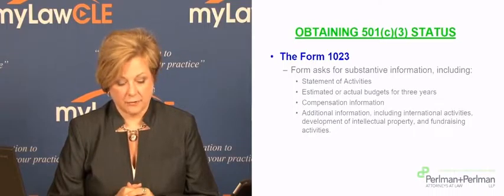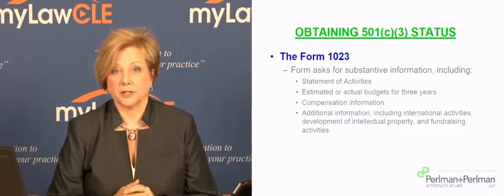So when you're filling out the form, these are the main sections: a statement of activities. What is your estimated or actual budget for 3 years? What do you think you're going to be raising and how? Compensation information is going to be important here, and they're going to be looking for additional information about whether or not you're going to have any international activities. Are you going to develop any intellectual property? And they're going to want to know about your fundraising activities.